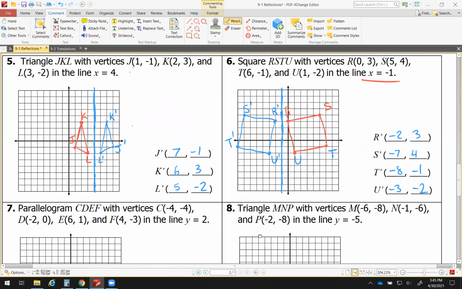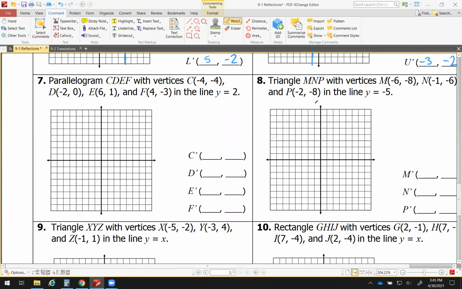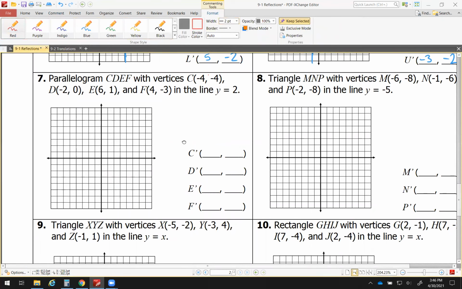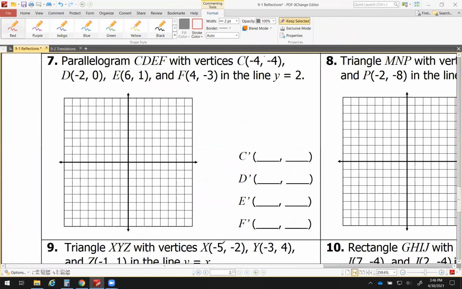Okay. So I'll do number 7. I'll skip number 8 because I'm just trying to get through this really quickly. So number 7, we're going to be flipping over a horizontal line, the line y equals 2. So let's plot the points.